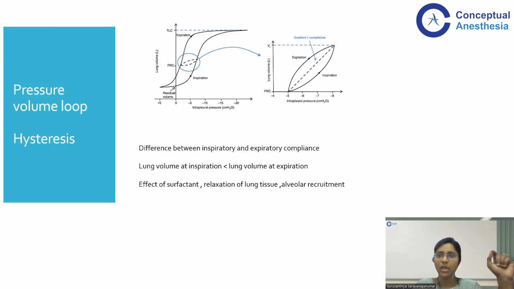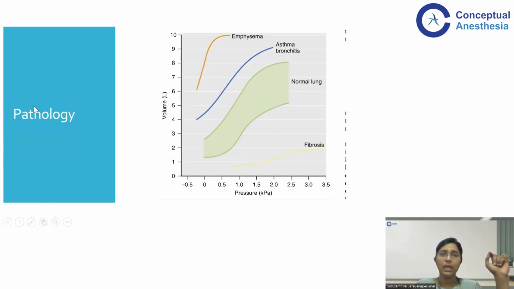During inspiration, the negative intrapleural pressure increases as the diaphragm descends and reaches a maximum, and the compliance curve of expiration is actually quite different from that of the inspiratory curve and reaches the same point of negative intrapleural pressure. So this loop is called hysteresis, and in case of pathology, this is a compliance curve because you are measuring change in pressure with change in volume. So this is a normally compliant lung.